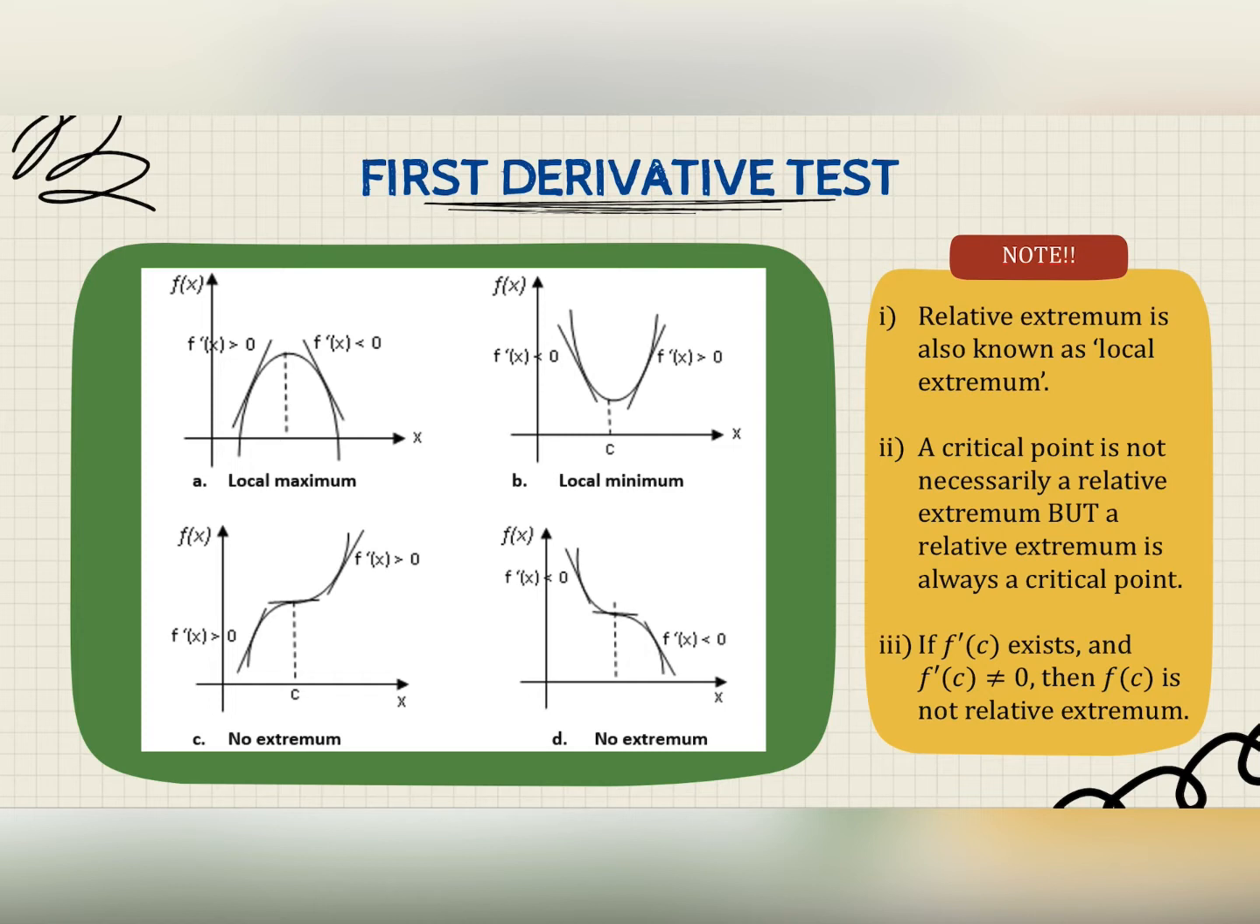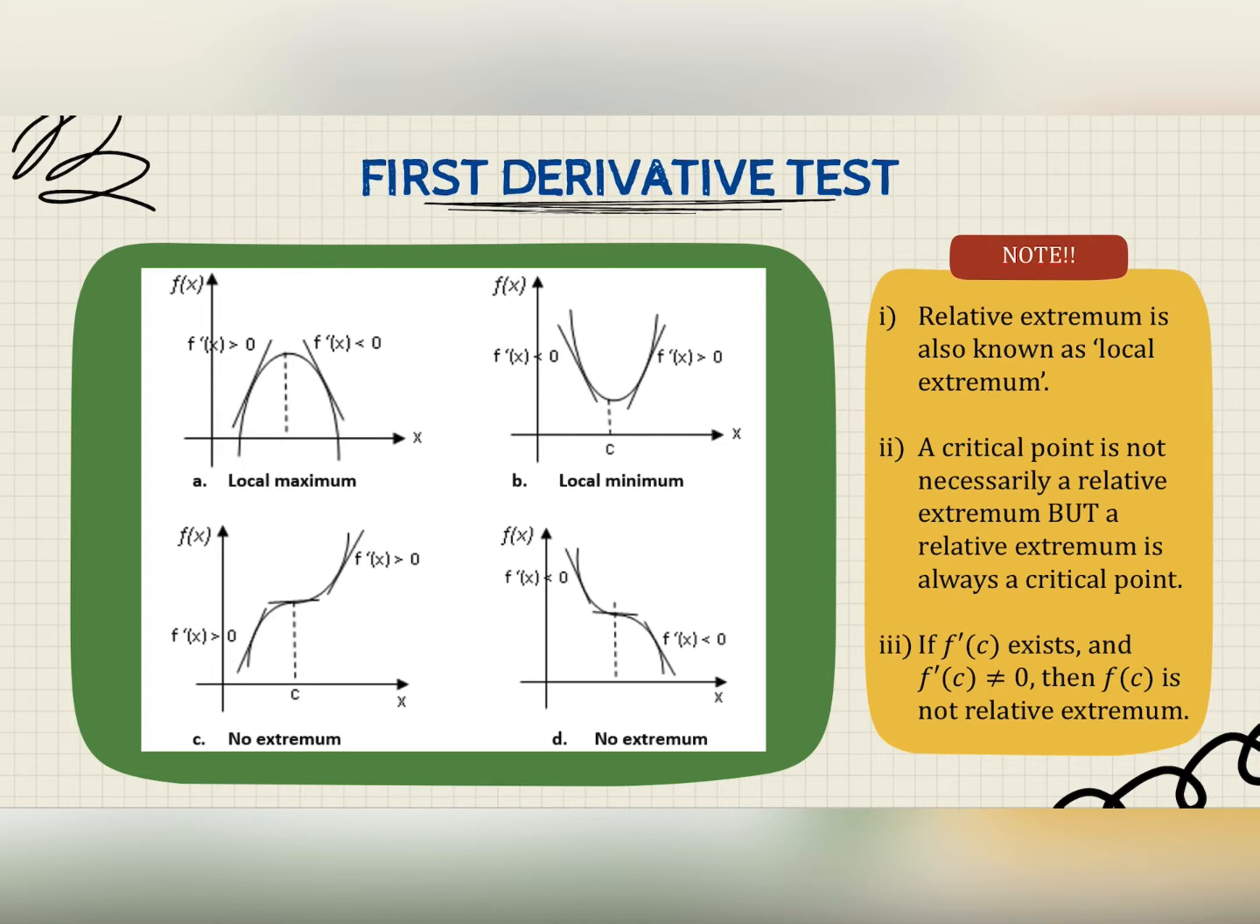Okay, so tadi seperti mana yang saya beritahu, relative extremum, nama lain dia juga adalah local extremum. Okay, and then a critical point is not necessarily a relative extremum. Maksudnya critical point tu dia tak semestinya maksimum ataupun minimum, sebab critical point it can be no relative extremum jugalah. Tetapi relative extremum maksudnya local maksimum ataupun minimum memang akan sentiasa adalah critical point. Okay, so maksudnya relative extremum is a critical point.